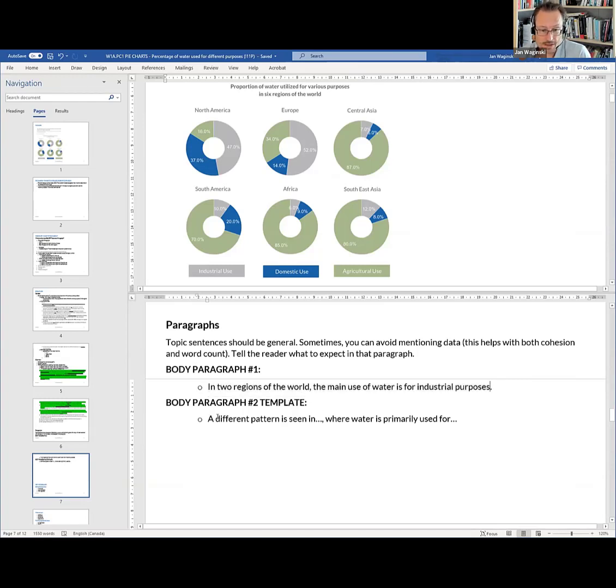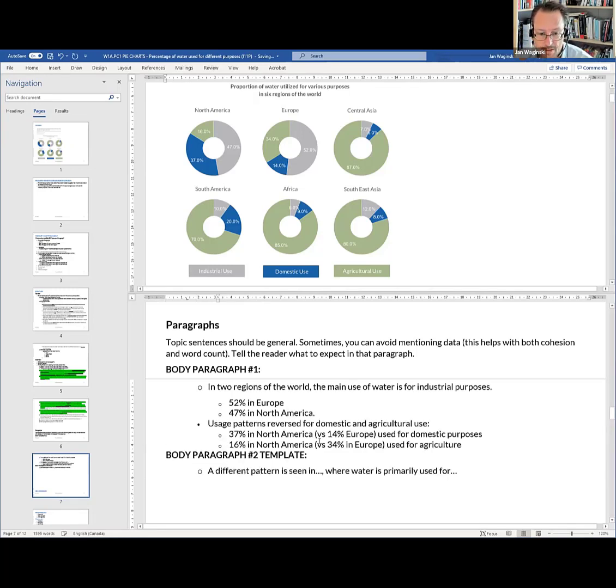Then for the second body paragraph, you can start it by saying a different pattern is seen in these other regions where water is primarily used for this other purpose. It's a nice general topic sentence. There's no data in it. The reader understands exactly what's coming next, and then you provide the supporting data afterwards.